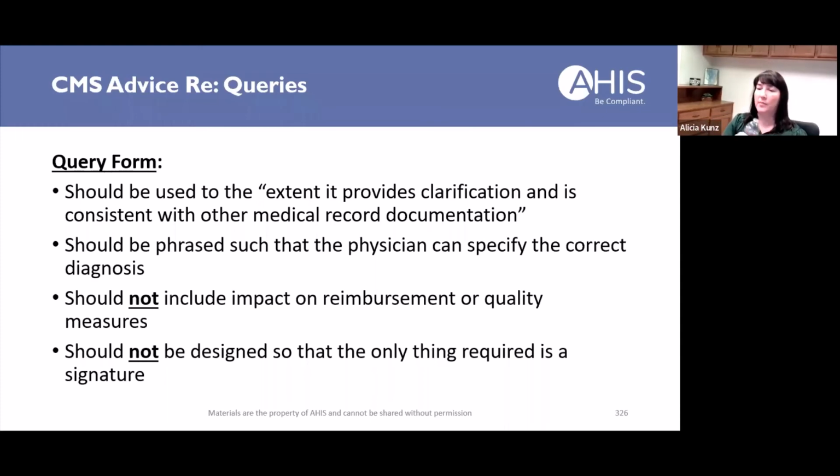Should not include impact on reimbursement or quality measures. I was just telling you that you're going to use a query in particular for maybe NTA comorbidities where that would impact your reimbursement. That being said, yes, you would want to make sure that you have the correct documentation, but you would not write on the query, hey, doctor, can you document that this person's epilepsy is intractable so we get more money? No, you don't want to mention that within the body of your query. You just want to present it in a way that you are requiring clarification on the clinical documentation so that you can accurately assign a diagnosis code.